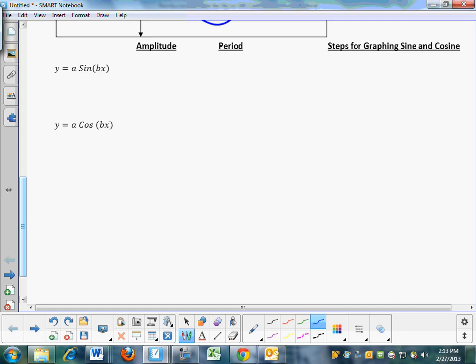Let's identify this. The amplitude is simply going to be the absolute value of A. Whatever coefficient is in front, that's going to determine how far it's stretched above or below the x-axis. The period is how often it repeats itself. That's 2 pi divided by the b value. So whatever value is in front of the x, that's going to determine the period. It's the same for sine and cosine. The only difference between sine and cosine is that one is shifted over. It's actually a shift of pi over 2 units.